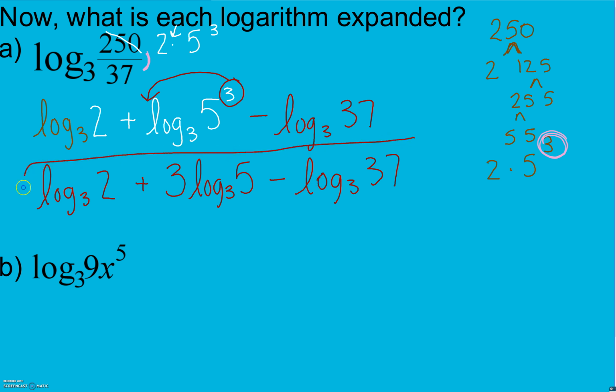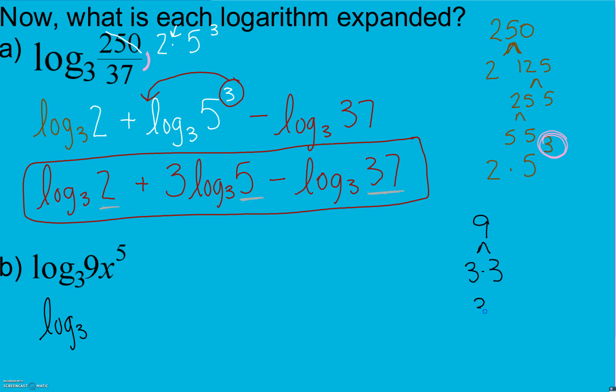And that is as expanded as we can get. Again, our goal is to get these to be as simple as we possibly can. B here, same idea. Log base 3, 9 we can write as 3 times 3 or 3 squared. So I'm going to rewrite this as log base 3 of 3 squared times x to the 5th.